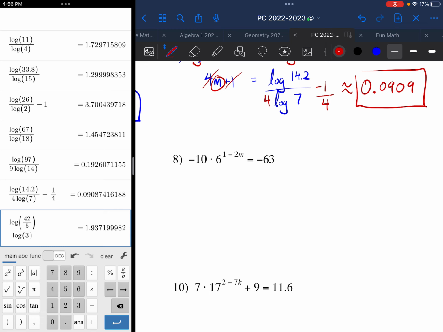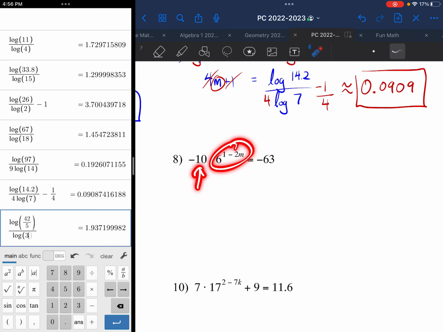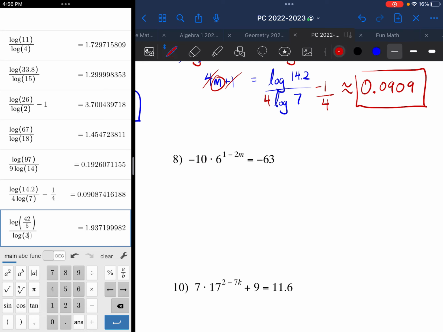All right, what am I noticing for number 8? Well, I'm noticing that this is the exponential. You are not the exponential. You pesky minus 10 need to go away. Notice it's being multiplied, so I'm going to divide by negative 10 to get rid of it. After I divide by negative 10, I'm left with 6 to the power of 1 minus 2m just by itself.